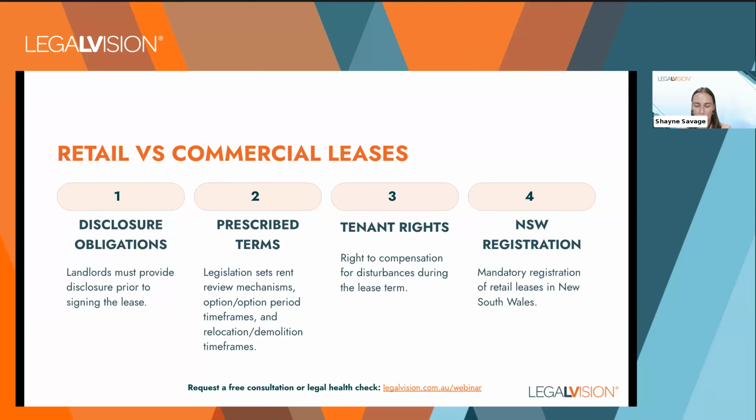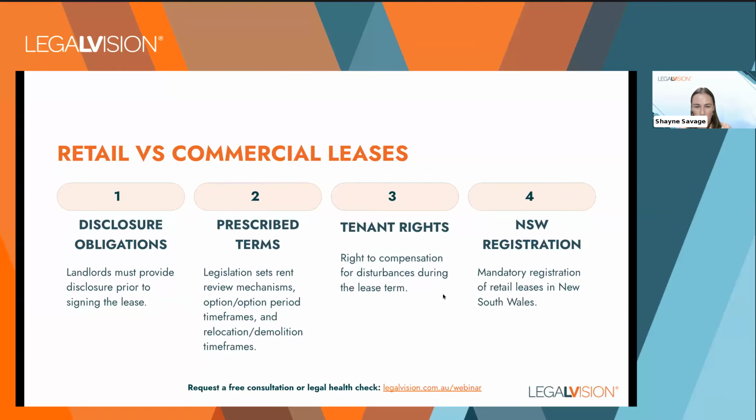Lastly, it is also best to keep in mind that in New South Wales, it is mandatory for a retail lease to be registered on title promptly after signing, and not all states require this. So it is important for lawyers to be across this and making sure that we are registering the leases afterwards, after they're all completed.